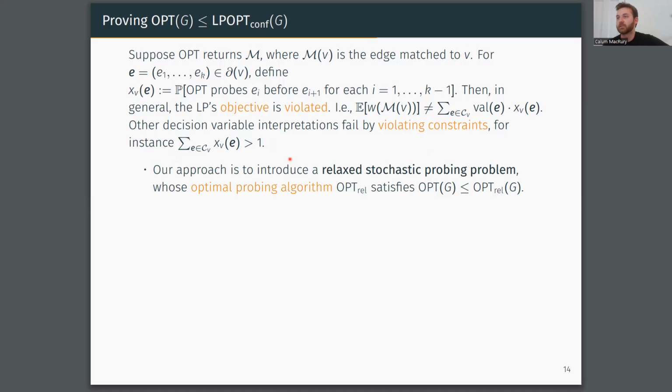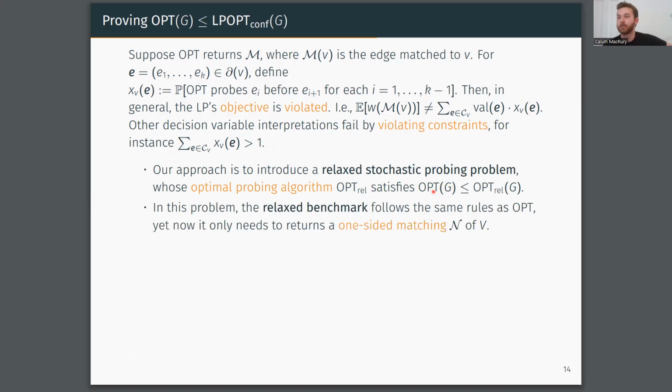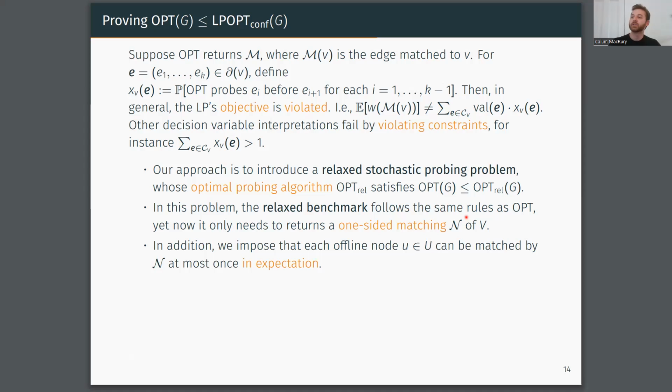The way we get around these technical issues is we introduce what we call a relaxed stochastic matching problem. The optimal solution to this probing problem is going to upper bound the value of the adaptive benchmark of G. In this problem, the relaxed benchmark follows the same rules as the adaptive benchmark, but it only needs to return a one-sided matching of the online vertices. In addition, we impose that each offline node can be matched at most once in expectation. So for a particular instantiation of G, there might be multiple edges adjacent to an offline node. However, if you average over the performance, the ex ante guarantee is going to be at most one.